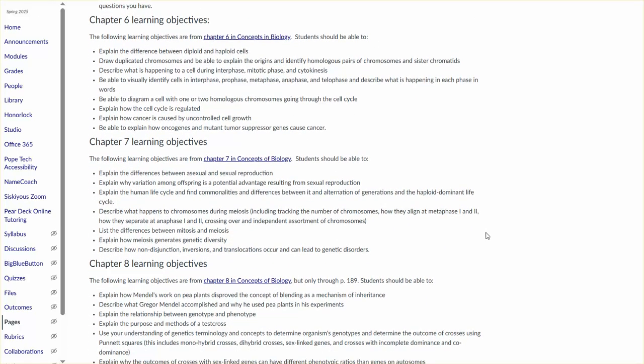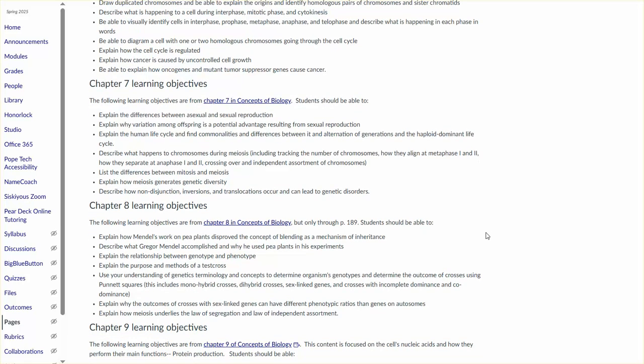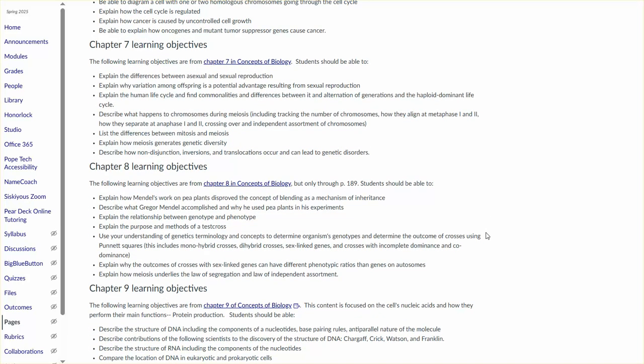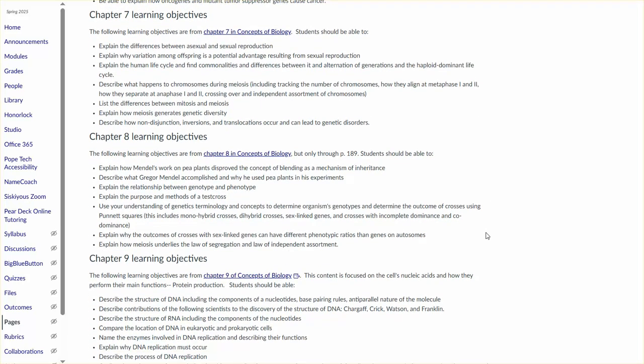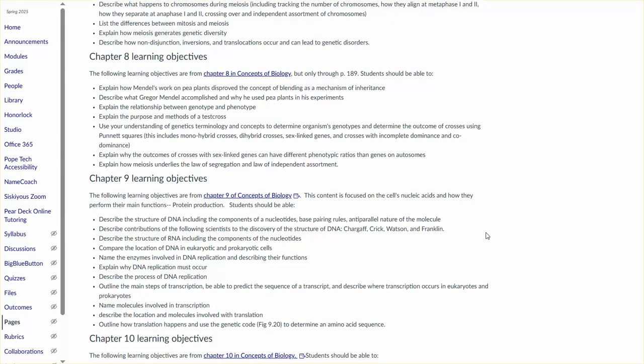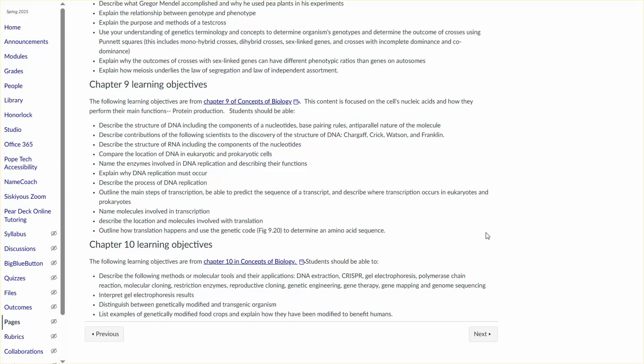So remember, chapter 6 was about cell division. Chapter 7 was about reproduction and meiosis. Chapter 8 was about genetics. Chapter 9 was about molecular biology, DNA replication, transcription, translation. And then chapter 10 is what we're studying this week about biotechnology.